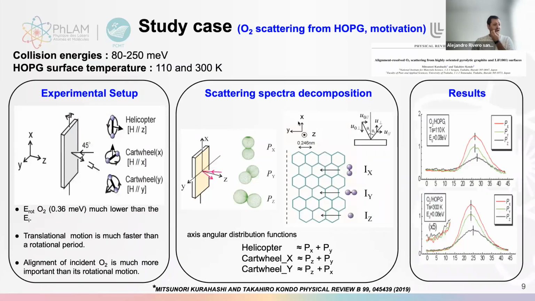So briefly, I will speak about the motivation of this work. The motivation was a very nice experiment that was made by Kurahashi and collaborators in Japan in 2019. In fact, Kurahashi was able to control the initial orientation of the OCM molecule before it impacts the graphite surface. After the study that he made, he found that there is certainly a correlation between the angular scattering distribution and the initial orientation of the molecules.